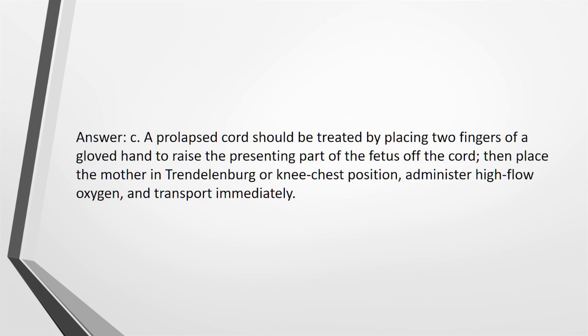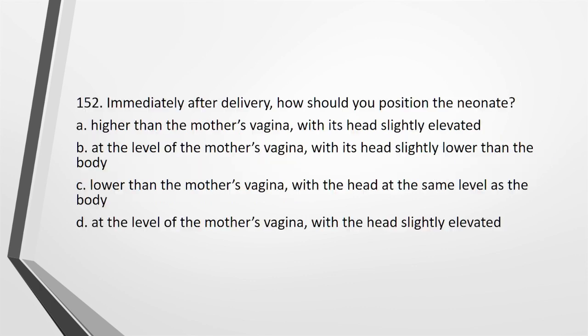A prolapsed cord should be treated by placing 2 fingers of a gloved hand to raise the presenting part of the fetus off the cord. Then place the mother in Trendelenburg or knee-chest position, administer high-flow oxygen, and transport immediately.